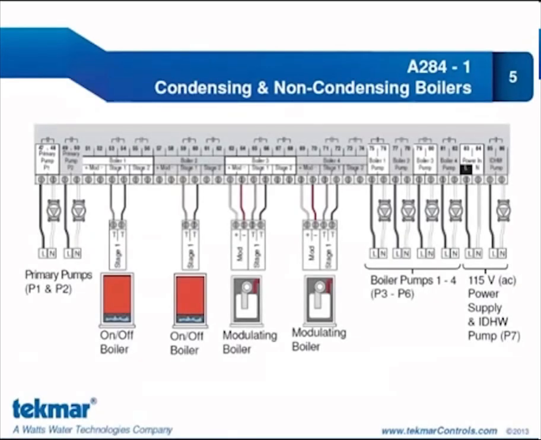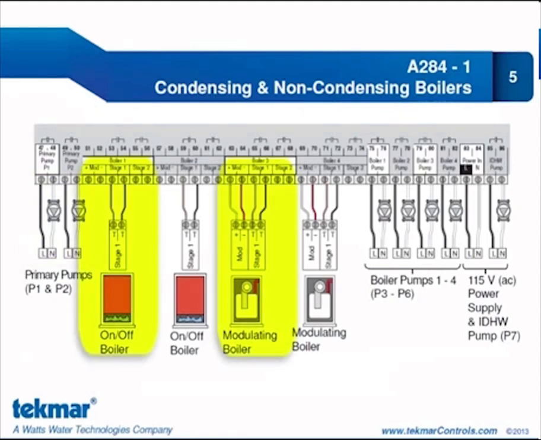This slide features the bottom half of the control, and this is where we connect our pumps and our boilers. Starting at the left-hand side, we have our primary pump connections. In this case, we are doing a standby operation of the primary pump, so we have two. Notice how we've separated the primary pump terminals with color. So P1 is white, and then we have another color for P2, just to make it easier when we are wiring. We've done the same thing with the boiler banks.